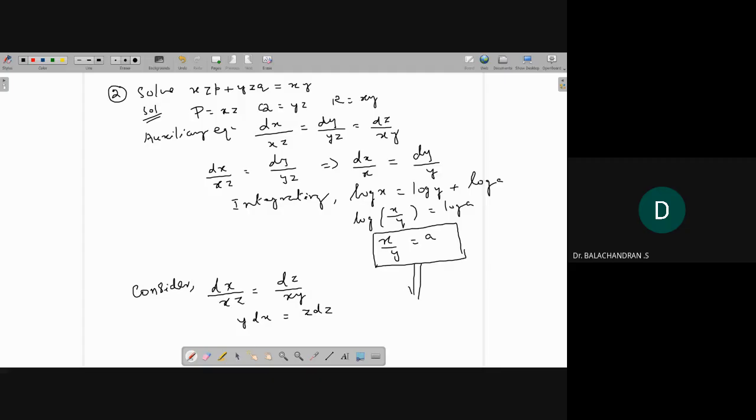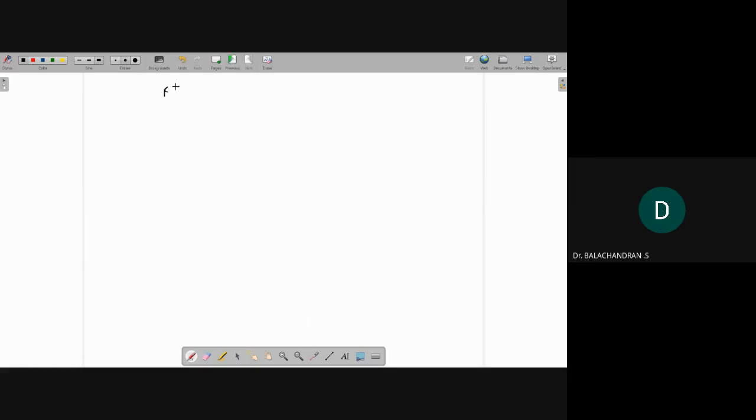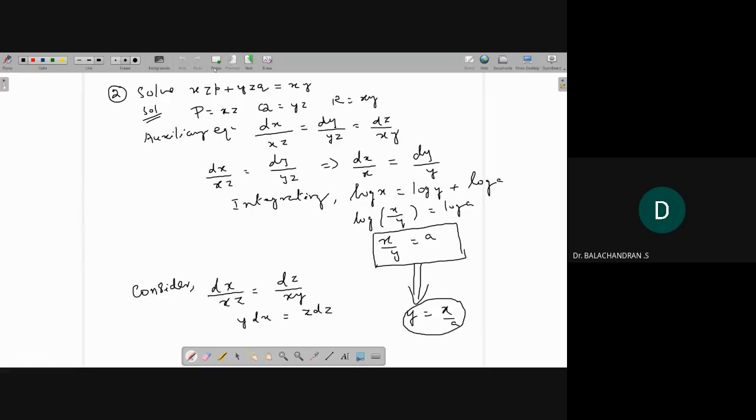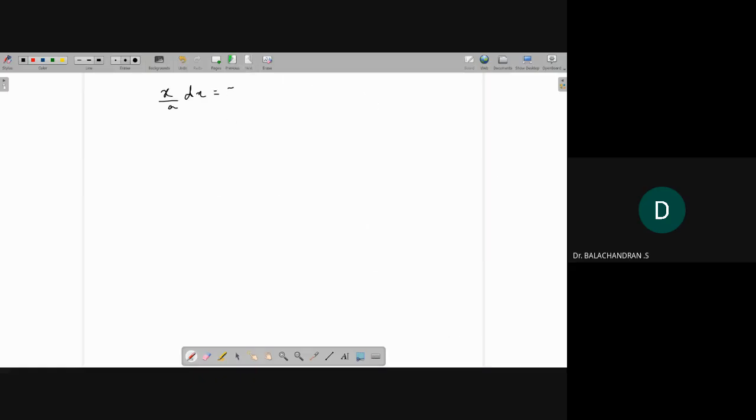From the previous solution, y equal to what? x by a. So now I am going to substitute y equal to x by a. So x by a into dx equal to z dz. Okay, now you can integrate because x is one side, another side is z.